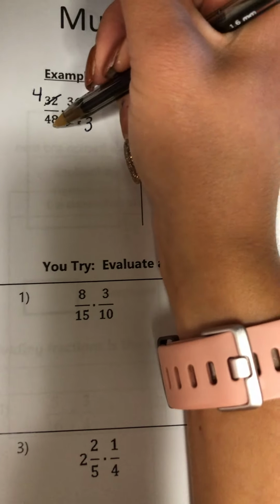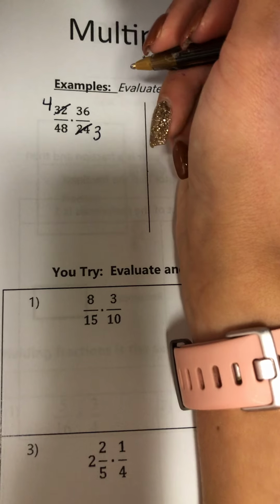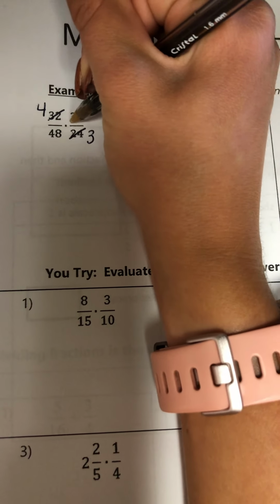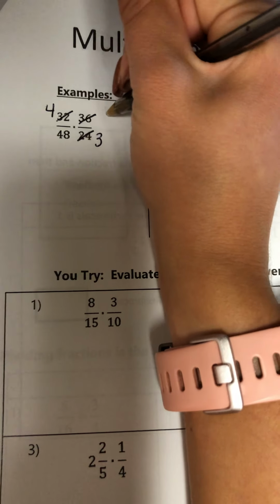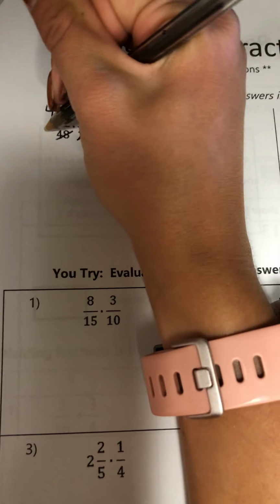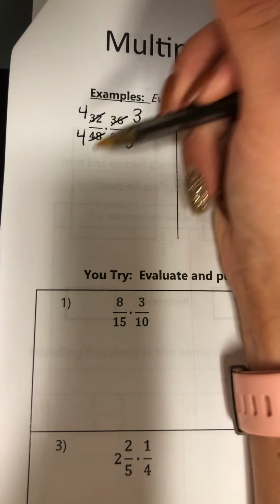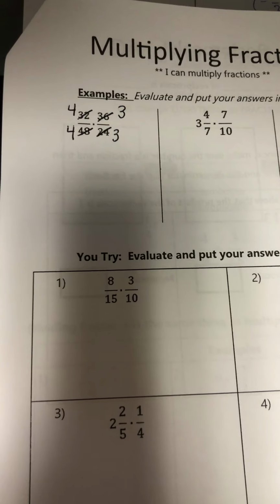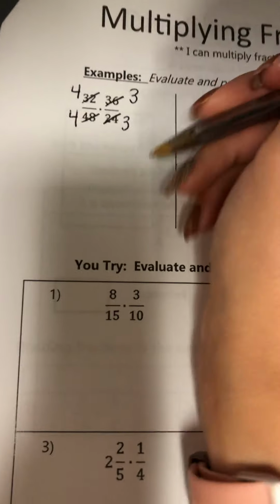Okay, now looking at 36 and 48. I know my biggest number is 12. So that means 12 goes into 36 3 times, and 12 goes into 48 4 times. Now, you could have done 6 here too, because 6 goes into 36 and 6 goes into 48, but it wouldn't be simplified. So if you did that, that would have been fine, but you would have had to simplify at the end even more, and that's just more work.